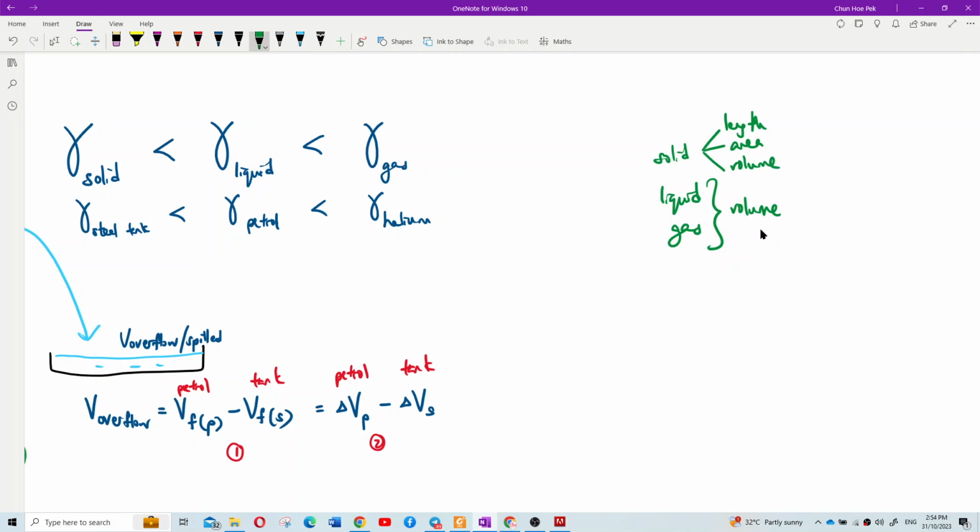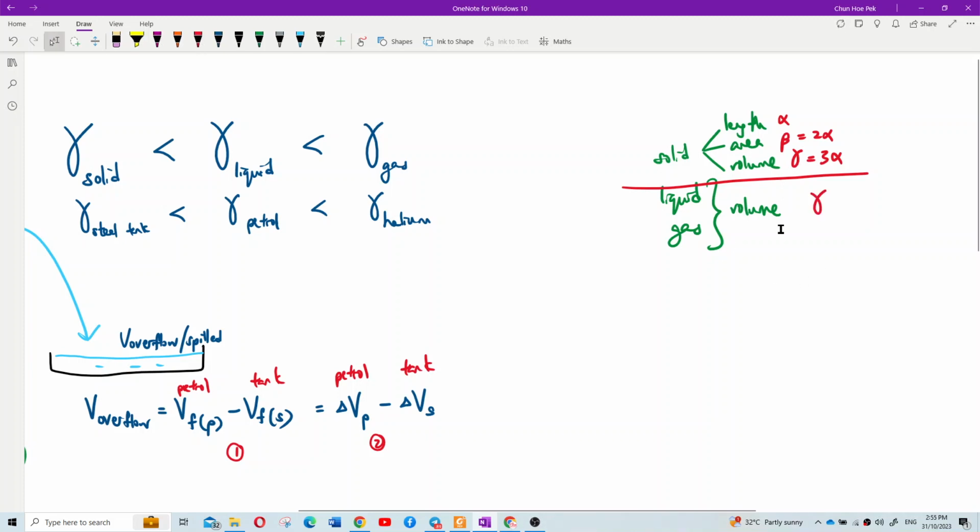So for solid, you can have alpha, beta, gamma. You can find beta by using 2 alpha. You can find gamma for solid using 3 alpha. But liquid and gas only give you gamma. You don't have alpha and beta.